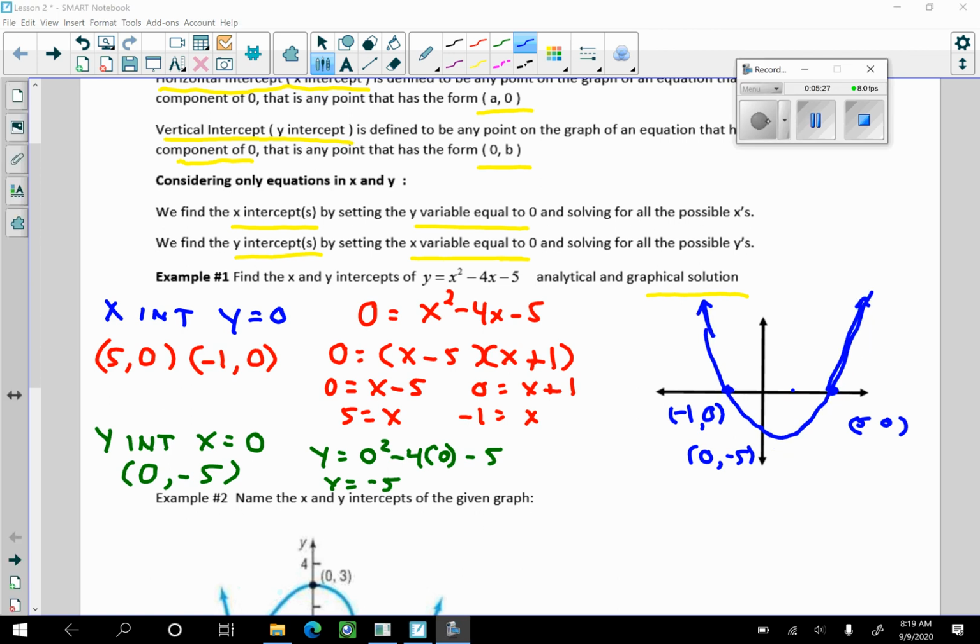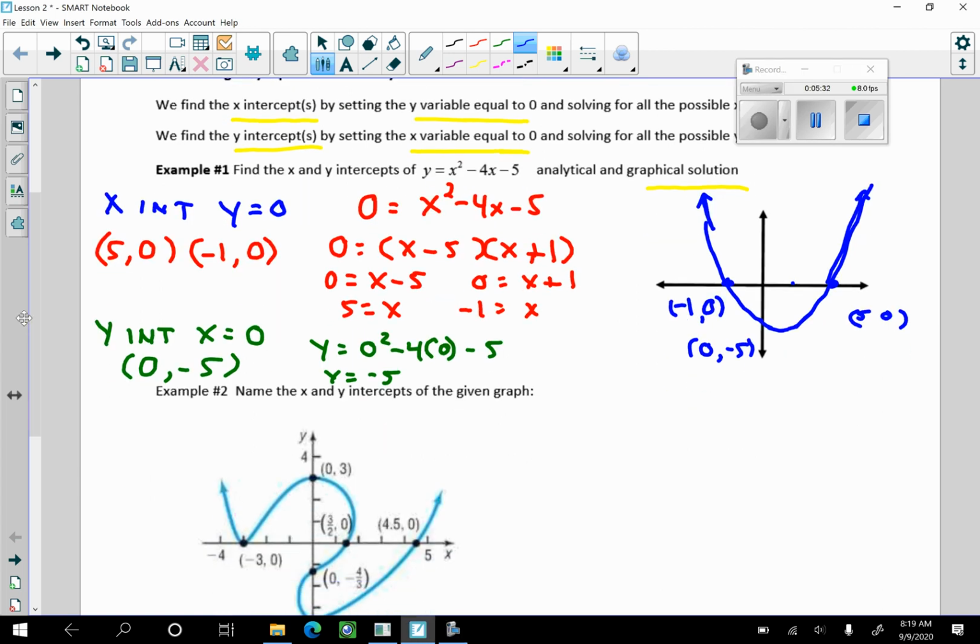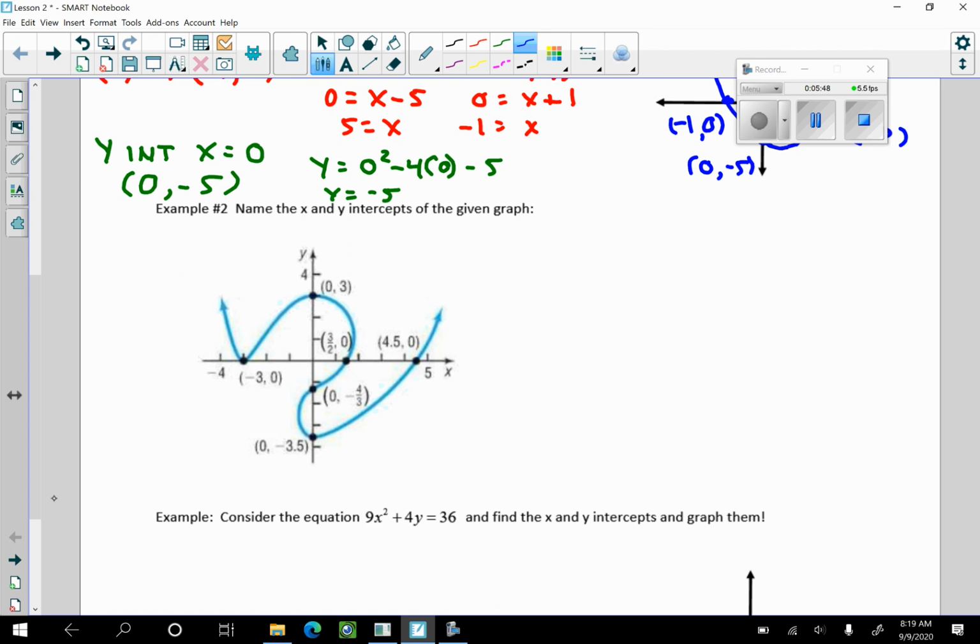Okay, back taping. So the next thing we're going to do, this is my graphical representation. Over here, I have the two x-intercepts and the y-intercept graphed onto that particular graph. Now, on example number 2, I'm going to name the x and y-intercepts of the given graph. This is certainly not the graph of a function, and later on we'll talk about more graphs that are not functions. This is not a function, just as a side note, but it still has x and y-intercepts.